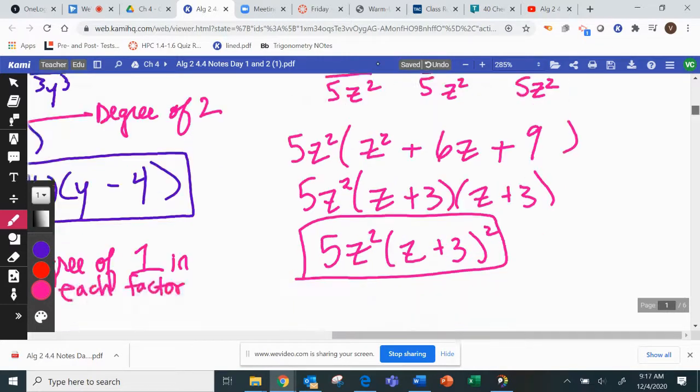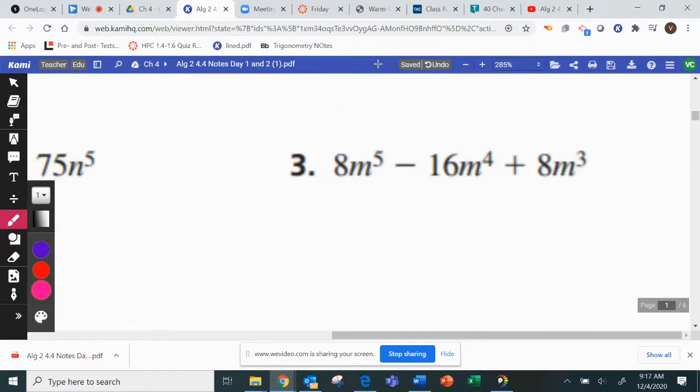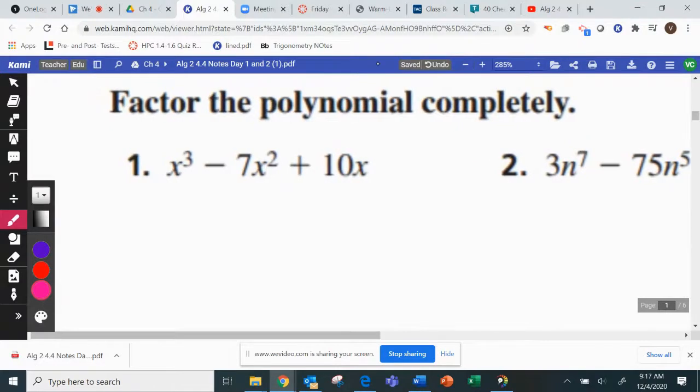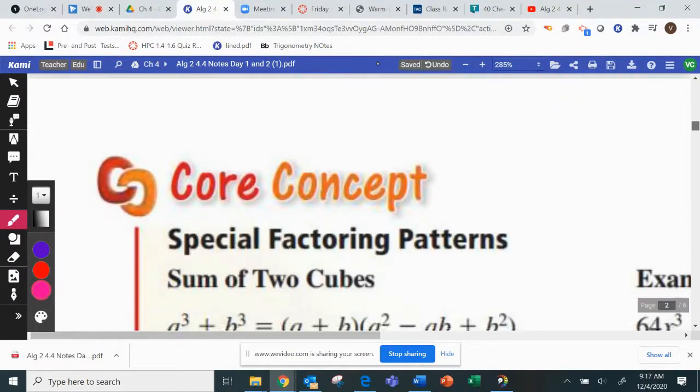These are all looking familiar, yes? Yes. Okay. The next section is like just factoring completely. I think it's student practices. Okay, it's student practice, so I'm going to go to the next one.